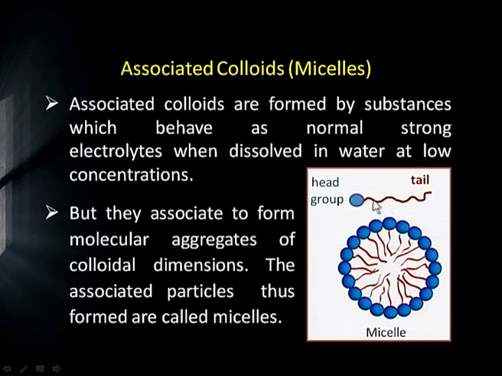You can see a molecule like this with a polar head group and the tail consisting of a long chain, say hydrocarbon. These molecules are called amphiphilic molecules, and in water they remain as individual molecules when the concentration is low. When the concentration reaches a particular value, which is called the critical micelle concentration, they form aggregates which may be spherical, may be elliptical, may be cylindrical, where the tail groups go to the core and the head groups are projected outside.